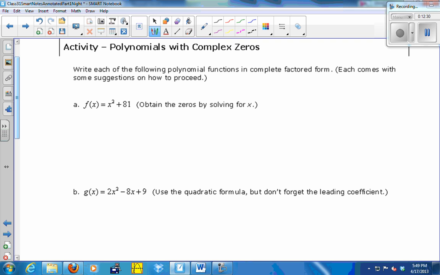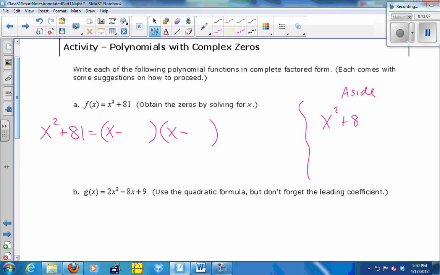So f of x equals x squared plus 81. How many factors am I looking for? 2. Okay. So remember, if you know zeros, you know factors. And if you know factors, you know zeros. So I'm looking for factors. I want to be able to write x squared plus 81 as a product of 2 linear factors. And they're both going to look like x minus something, right? And those somethings are the zeros of the polynomial. So over here, I might do a little aside where I find the zeros.